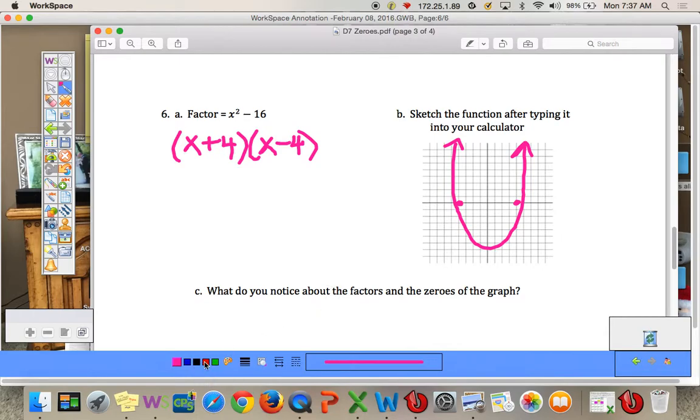So again, what do you notice about the factors and the zeros? The factors are the opposite of the zeros.